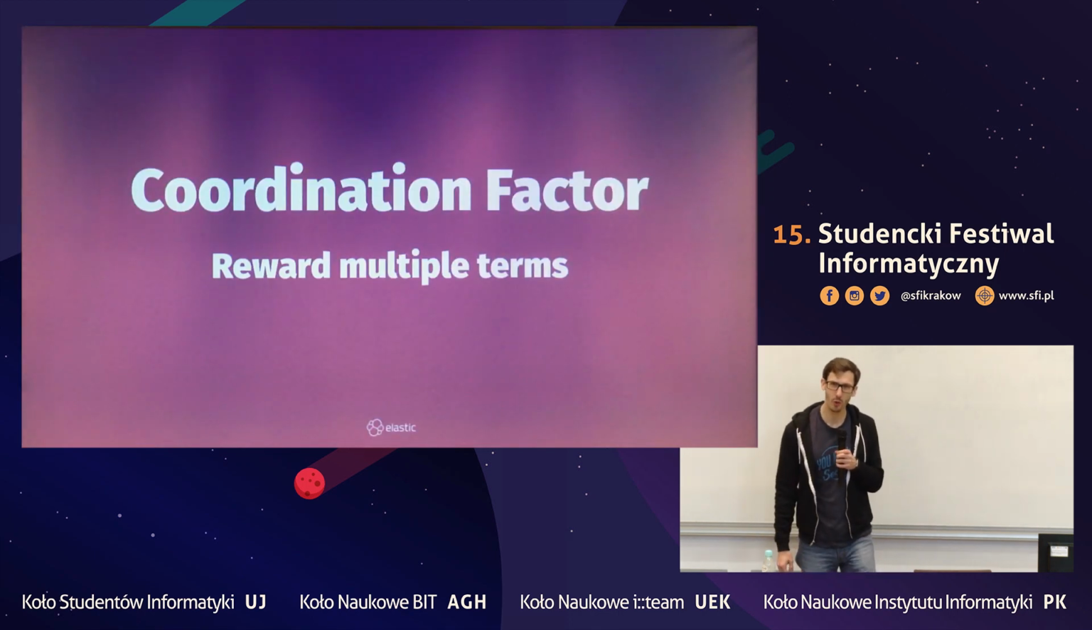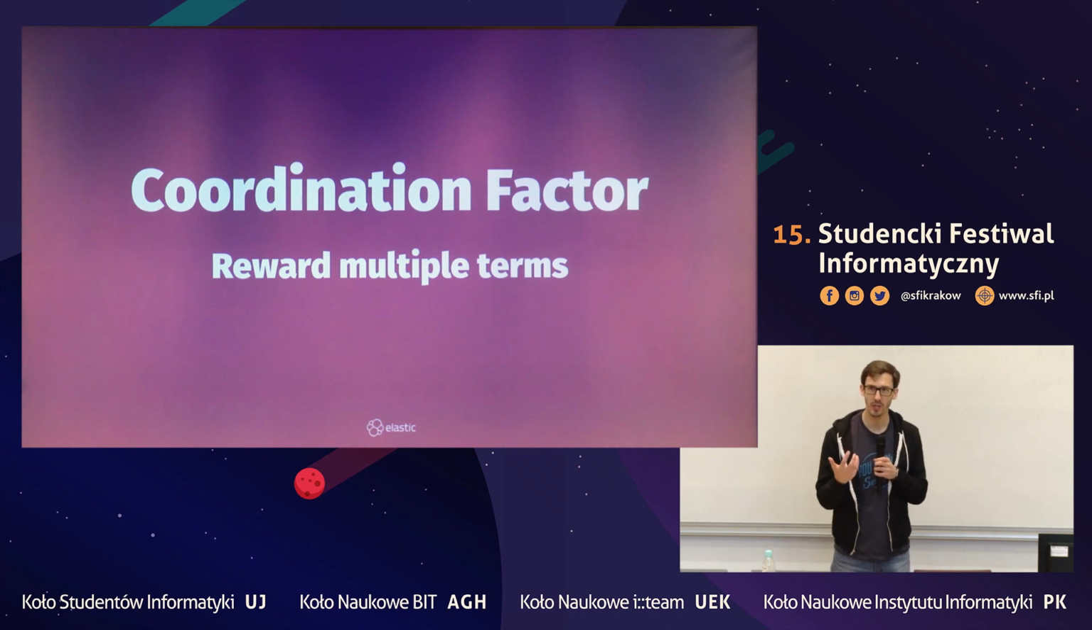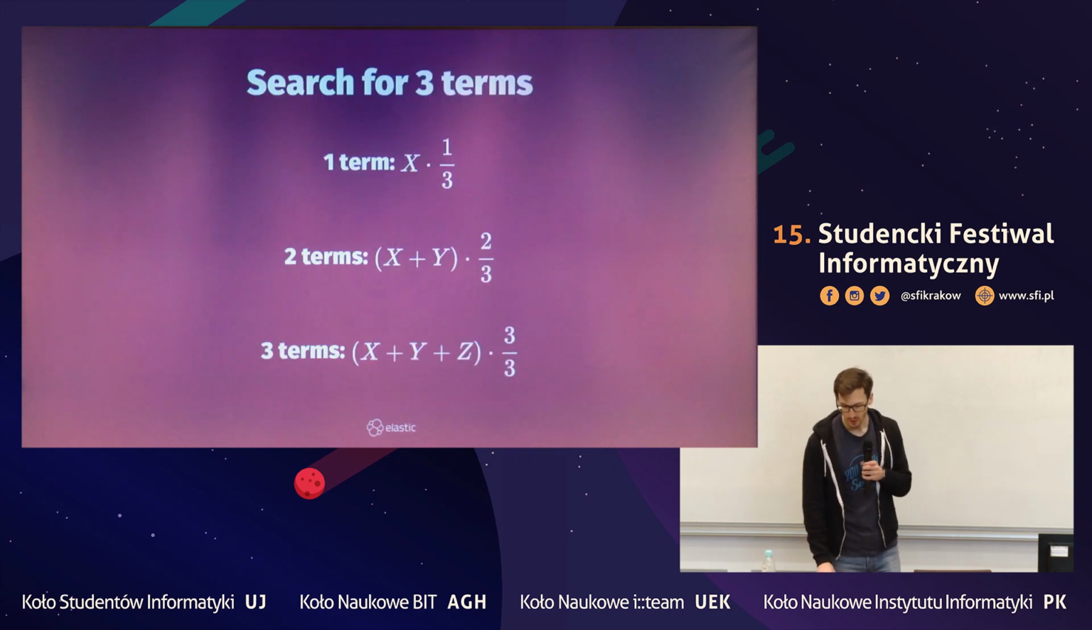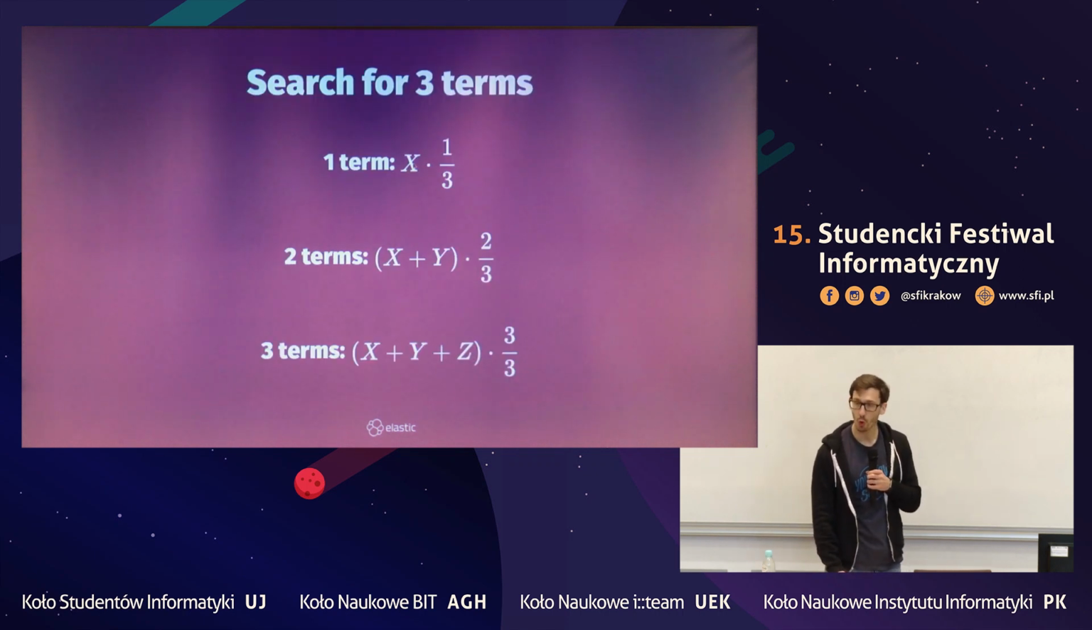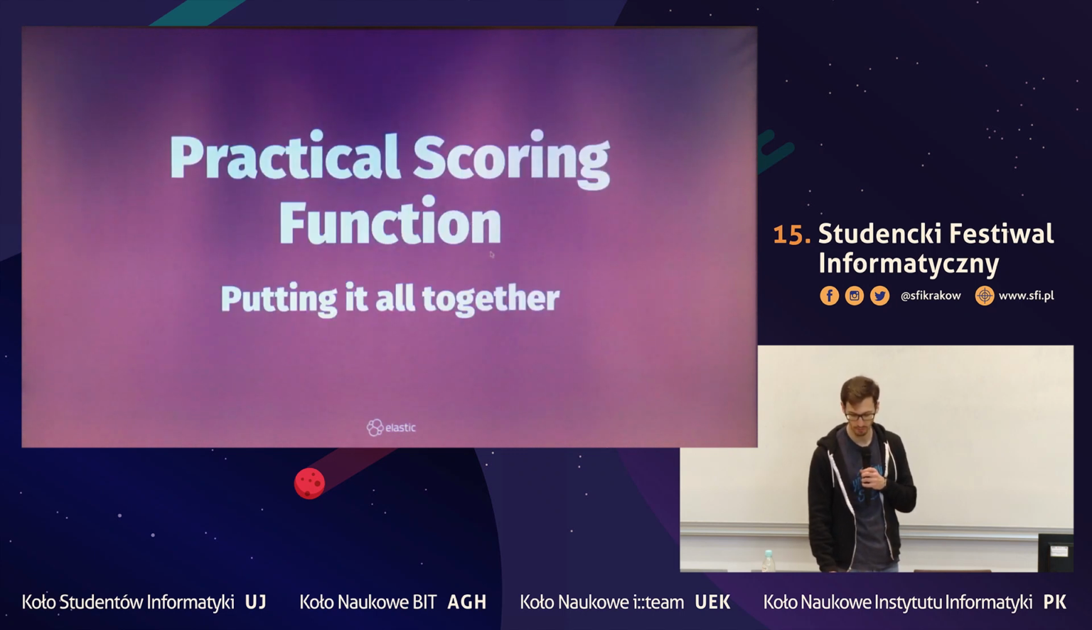Then we also have something called the coordination factor, where we basically reward. If you search for 3 terms, and one document contains all 3 terms, we want to reward that document and punish the ones only containing 2 or even 1 terms a bit. So here we are not just adding up the scores of each single term, but we're also multiplying that by 1 divided by the number of terms we're looking for. And you see, if you have all 3 terms, it would be multiplied by 1, otherwise 2/3 or 1/3.